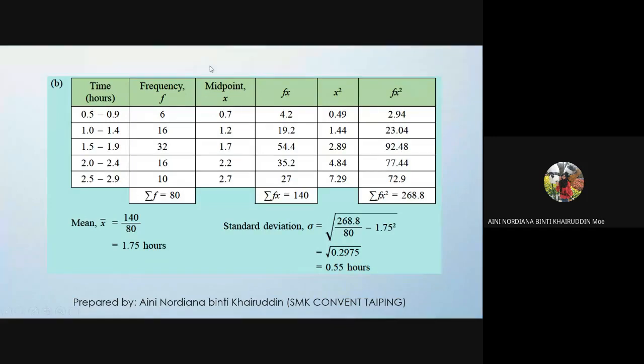Add columns for midpoint, fx, x square and fx square. These additional columns are only to help you calculate the mean and standard deviation.